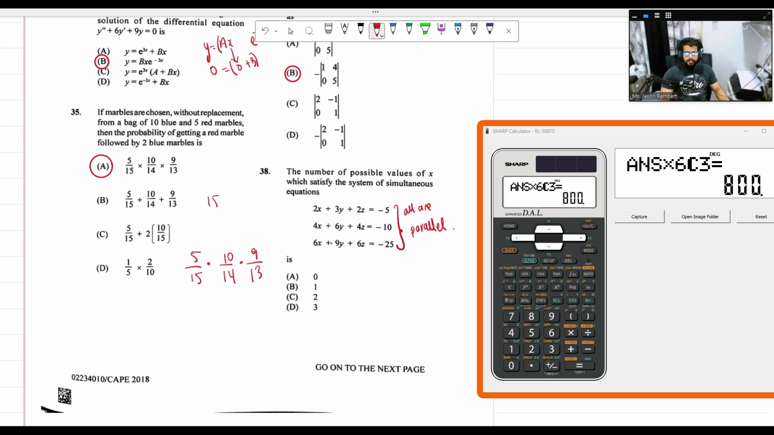Since all are parallel, the number of possible values of x is going to be 0. We wouldn't have no solutions because they are parallel.